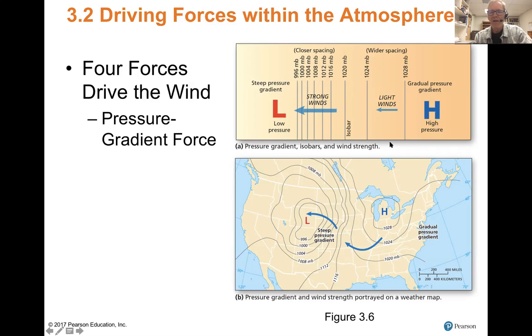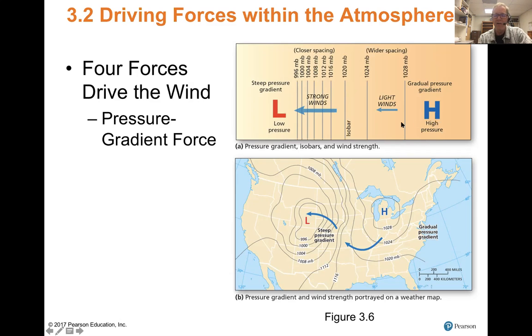And then if you take this and put it on the map of the United States, here's your high pressure here, 1028, here's your low, 996, and the air is going to be moving from this high over to this low, pulled in by this low. So notice the isolines are very far apart here, so the winds are very, very light. But as they get closer to this low pressure, the isolines are closer and the wind speed picks up. So it's what we call a steep pressure gradient. So keep that in mind.